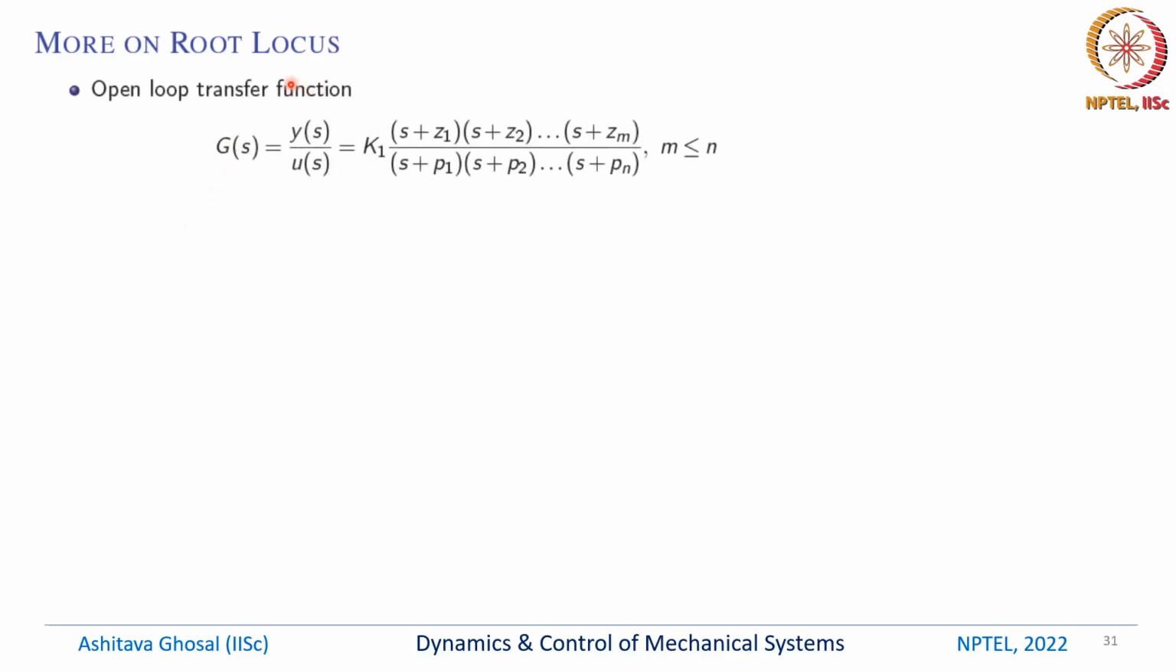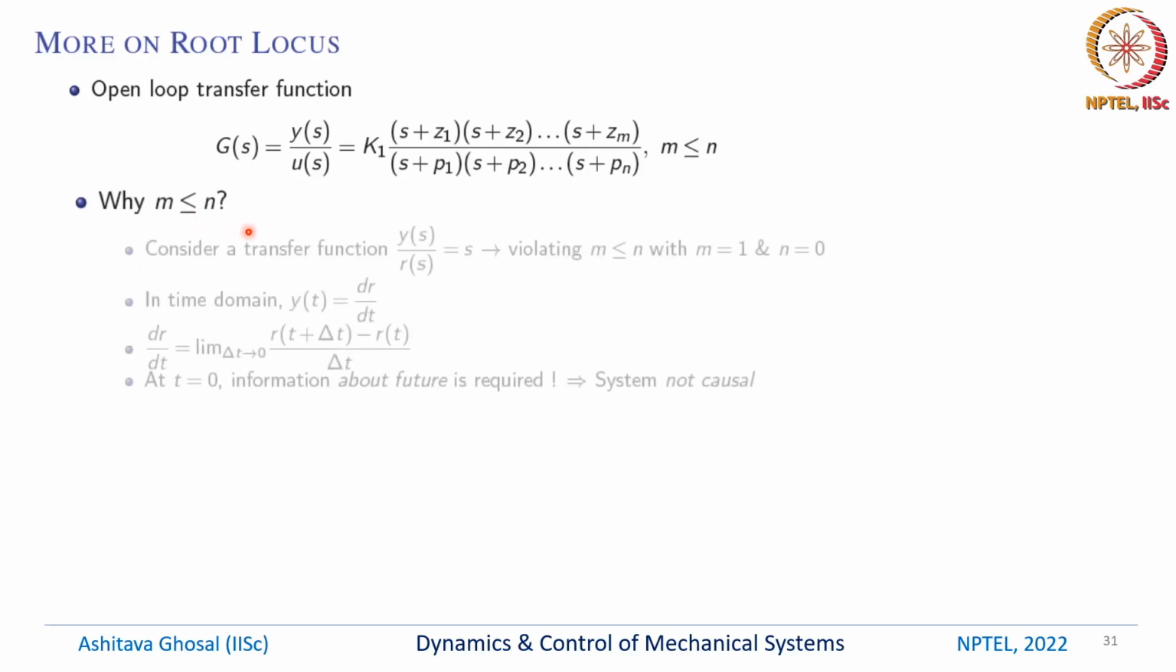So the open loop transfer function G(s) is given by Y(s) divided by U(s), and as I have said earlier, it is K1 into (s plus z1) into (s plus z2), all the way till (s plus zm), divided by (s plus p1) into (s plus p2), all the way till (s plus pn). And as I have mentioned several times, m must be less than or equal to n. Question is why? Why should m be less than or equal to n?